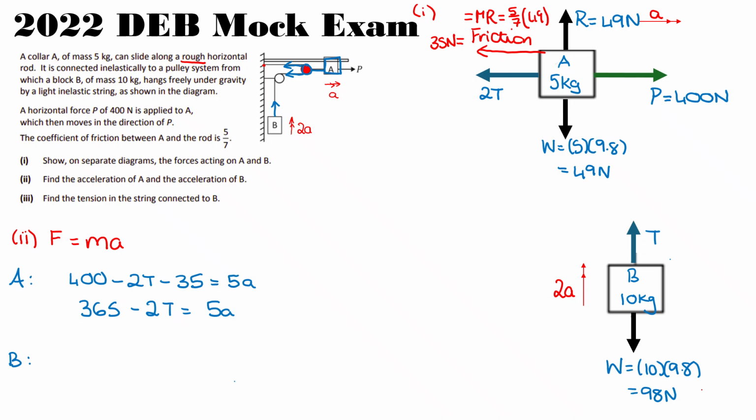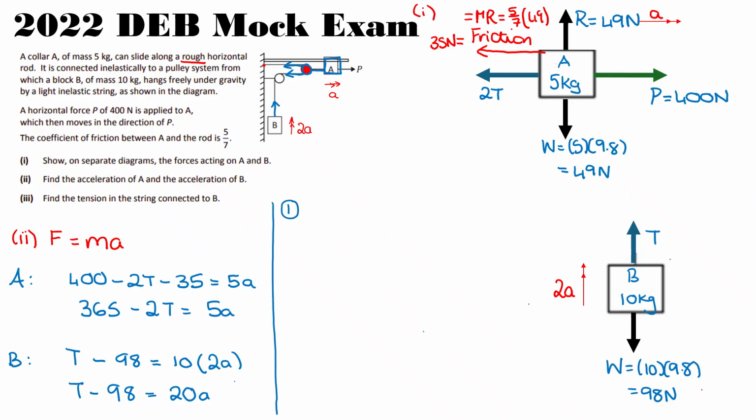We then have B. B is going to be going T, because that's in the direction of motion, minus its weight, which is 98, is equal to our mass times our acceleration. Be very careful here. That's going to be our 2A, not just A. So this works out as T minus 98 is equal to 20A. That gives us our 2 equations, and we can work with them simultaneously. So we have 365 minus 2T is equal to 5A. I'm going to double my second equation to give me 2T minus 196 is equal to 40A.